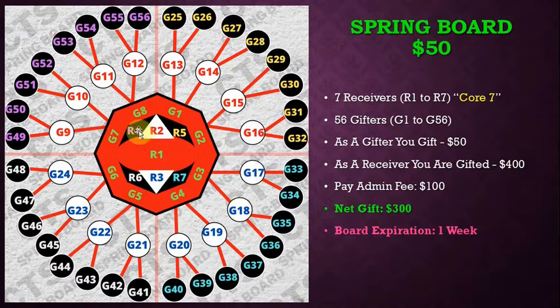And that applies to the receivers, because the receivers are the ones on the board that would have gifted already. The G's, the gifters, they are the ones whose names are on the board but they have not gifted as yet.